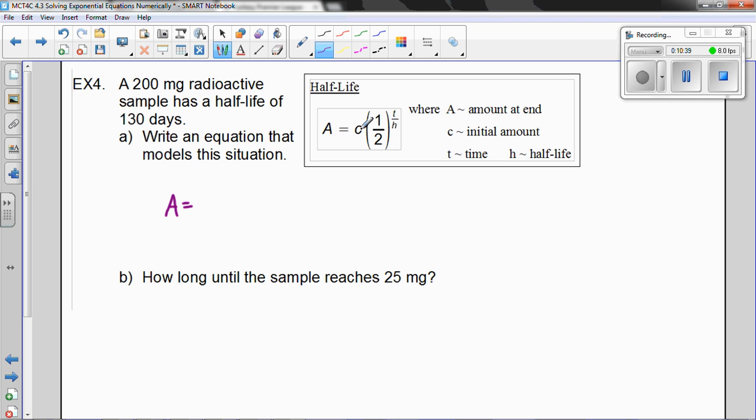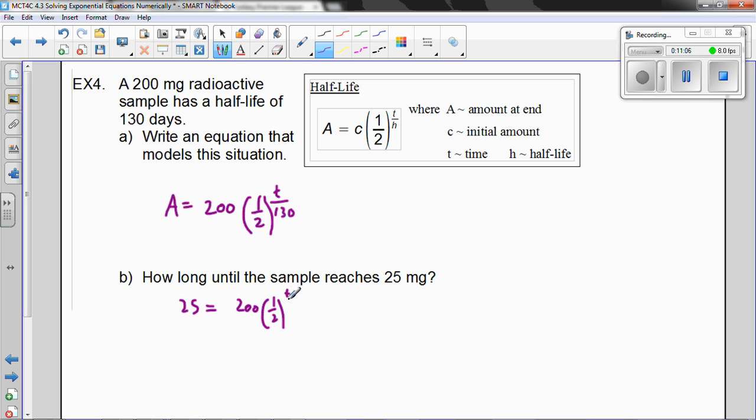Well, the initial amount was 200. The base is a half. I don't have to worry about that. And T is the amount of time that's gone by, and H is the half-life. Half-life's 130 days. Well, there we go. There's the model. There's the exponent. How long until the sample reaches 25 milligrams?